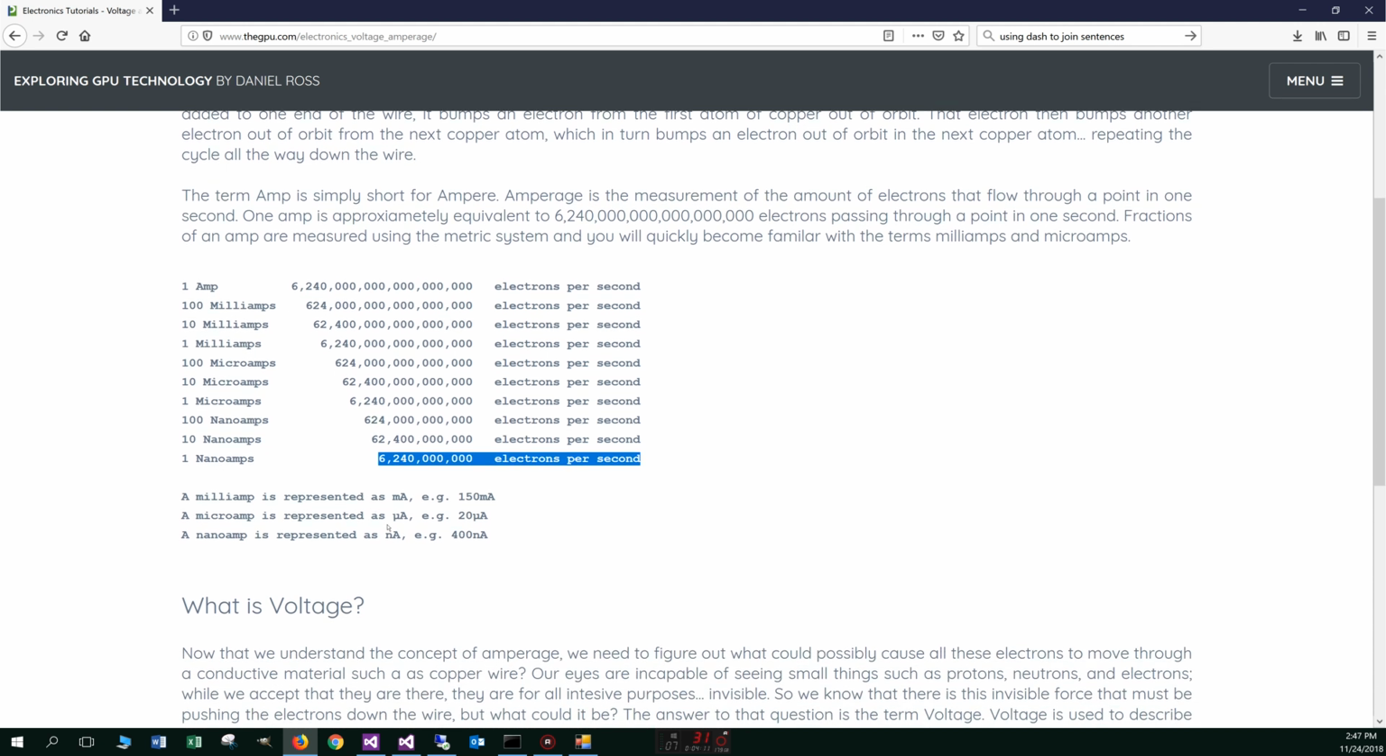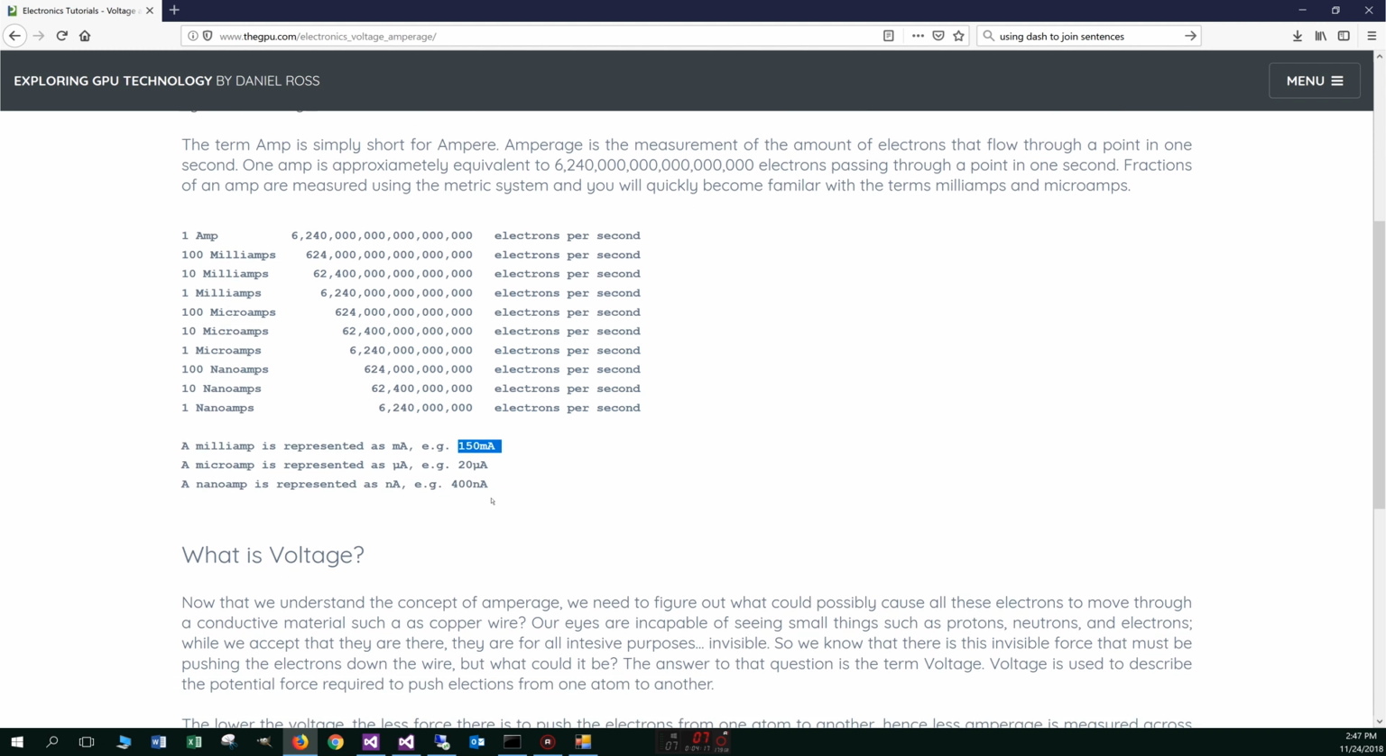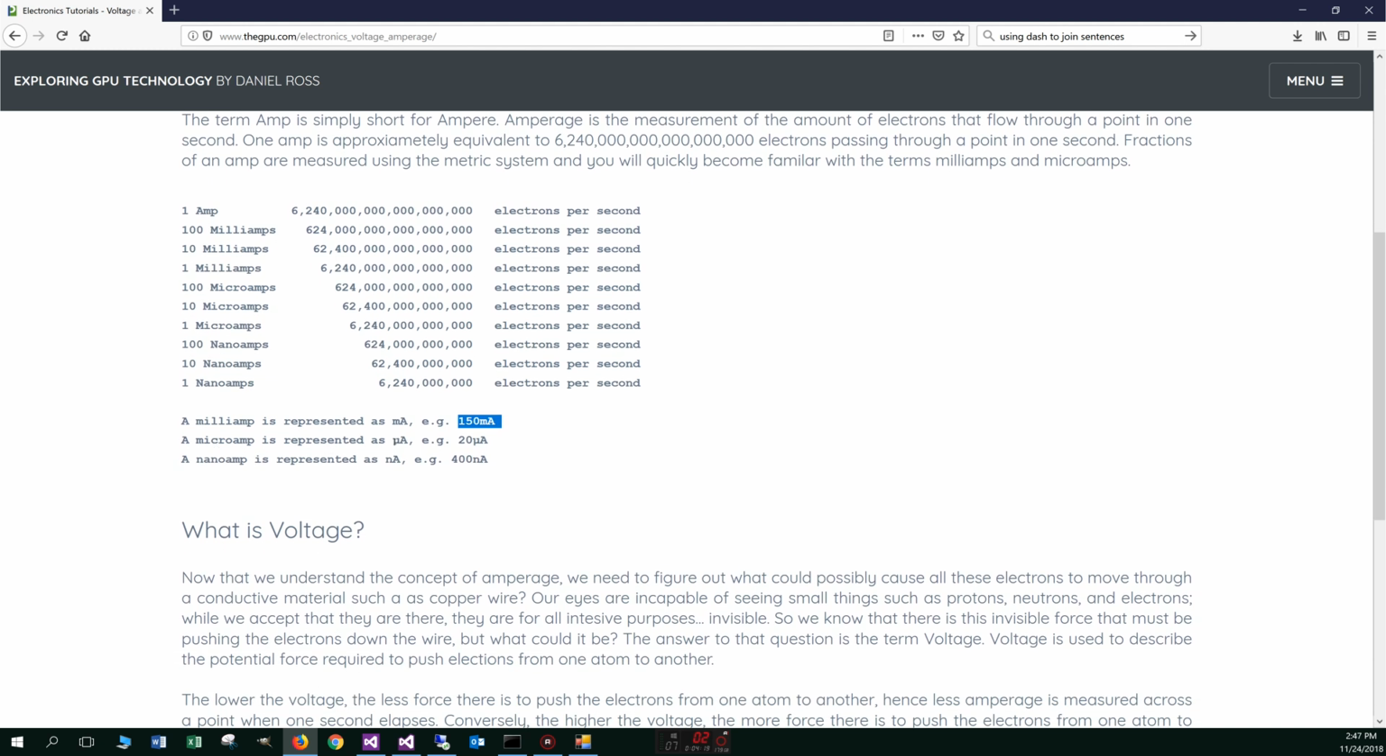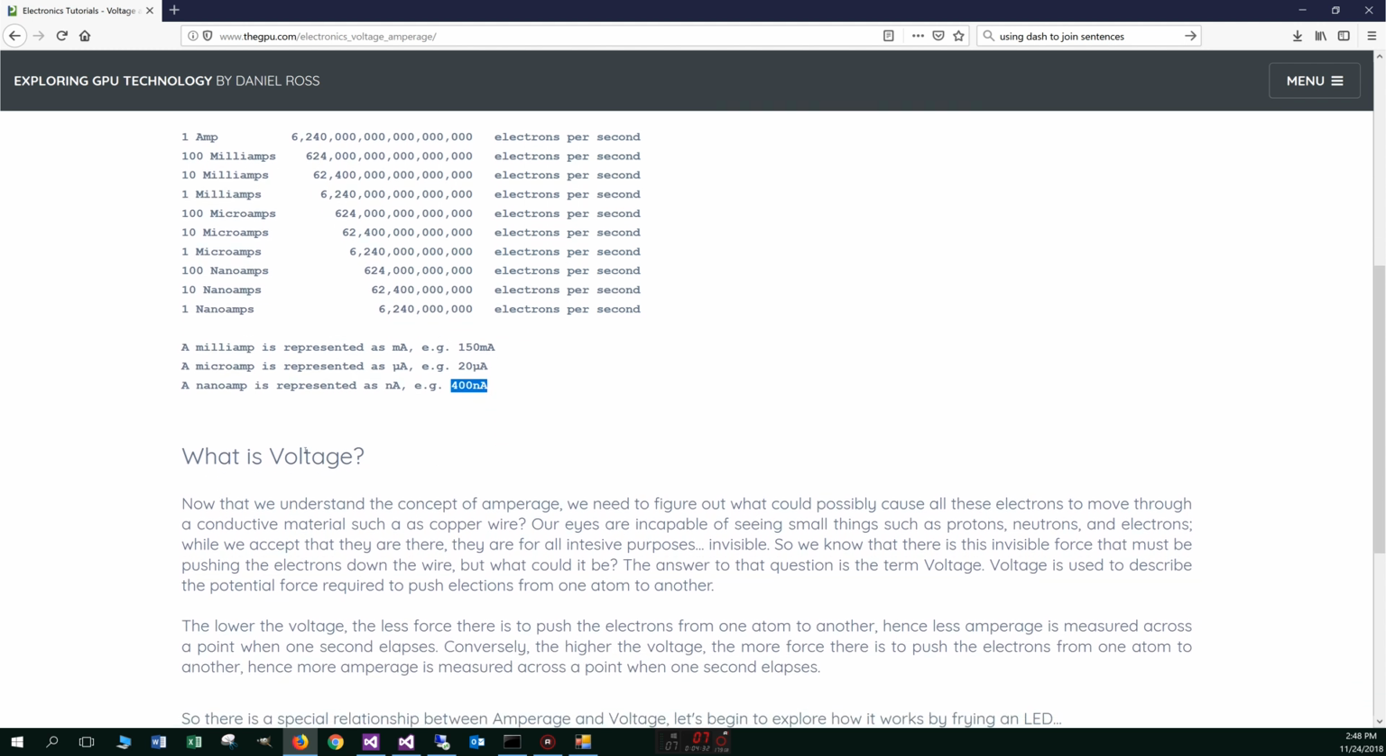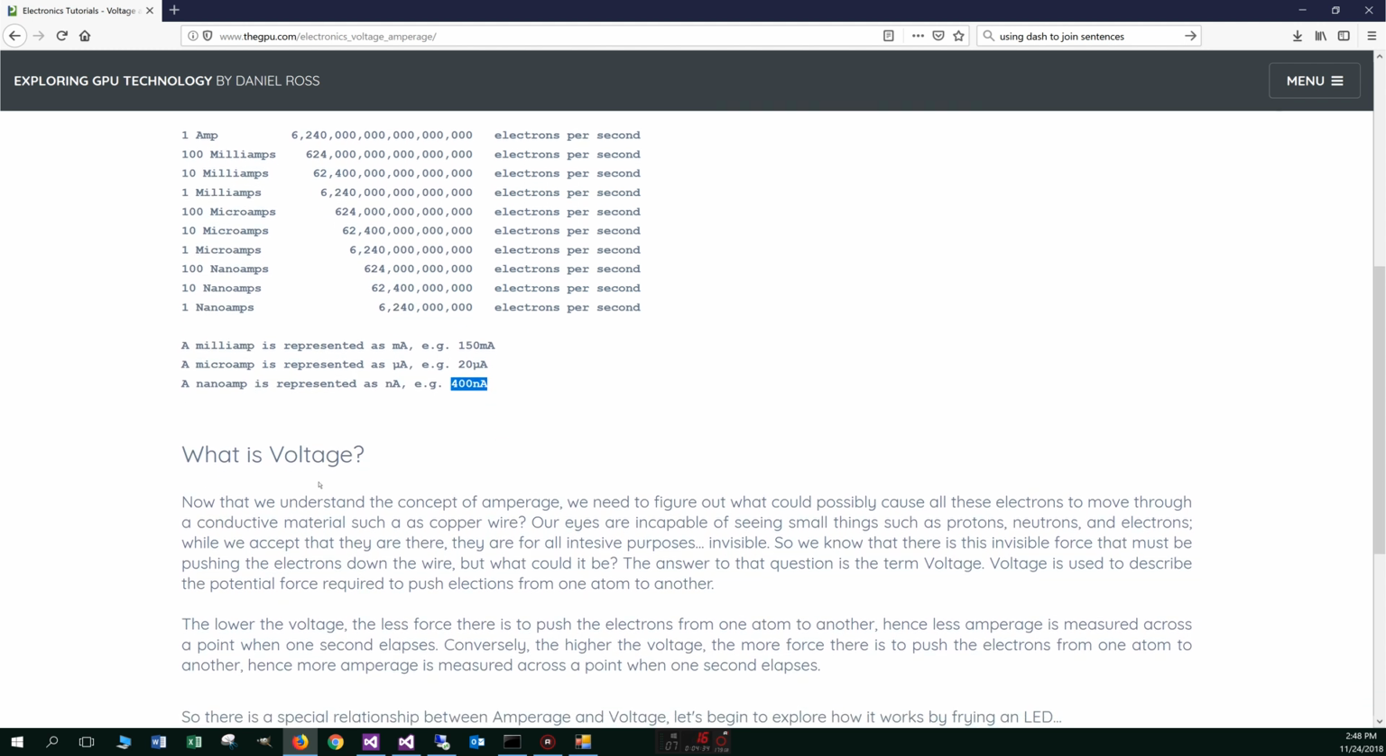A milliamp is represented as lowercase mA, which, for example, this would be 150 milliamps. A microamp is represented as this little µ symbol followed by A. This would be read 20 microamps, and a nanoamp is represented as a lowercase n and an uppercase A. For example, 400 nanoamps. Okay, what is voltage?